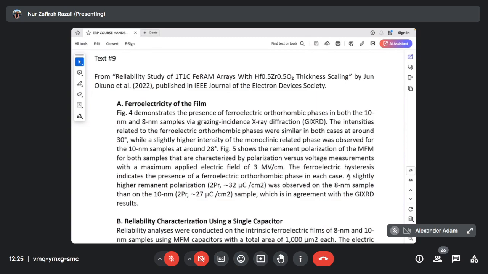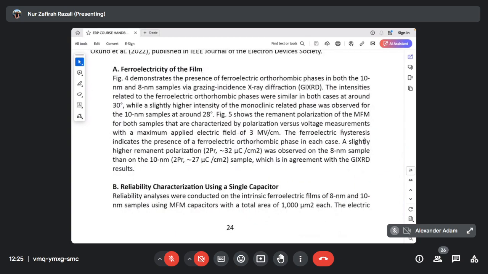Reporting. Okay. The last sentence here is actually commenting on results. Why? If you take a look at the sentence again, a slightly higher remnant polarization was observed on the 8 nanometer sample than on the 10 nanometer sample, which is in agreement with the GIXRD results. As you can see, the point is to show that this result is in agreement with another result. So the context is actually to comment on the result.